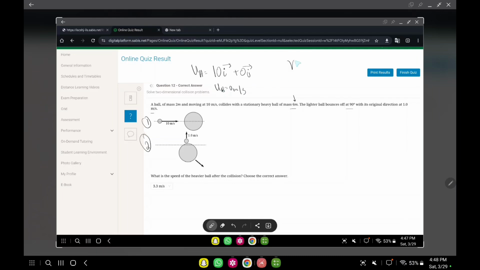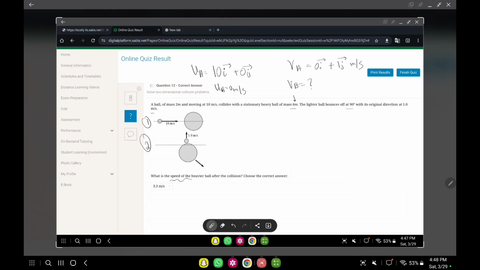After the collision, they told us the lighter ball A goes at 1 meter per second. As you can see here, it's making 90 degrees. He said it's making 90 degrees. So as a vector, how will that look? Is it moving horizontally at all? No, right? So it's going to be 0i plus, it's going up, 1j. Perfect. Okay, v_B we don't know. This is what we need to find over here, right?